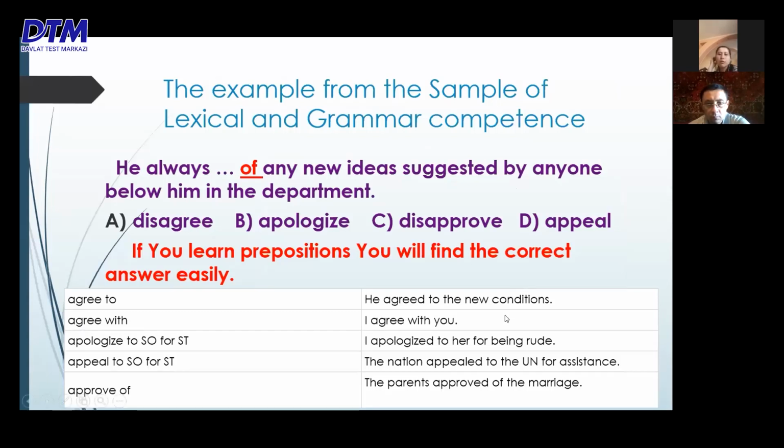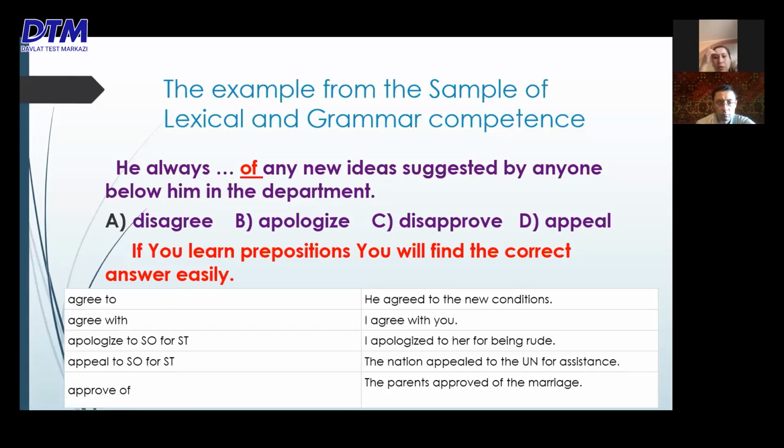Suggested by anyone below him in the department. So options: disagree, apologize, disapprove, appeal. Below the task, you can see that some of the prepositions are given for each of the verbs. So if you have learned by heart that "of" is usually for the word approve, you will easily find the correct answer in this kind of question.